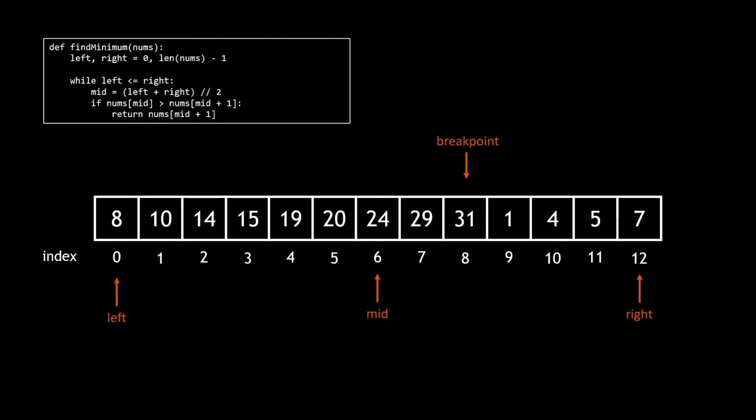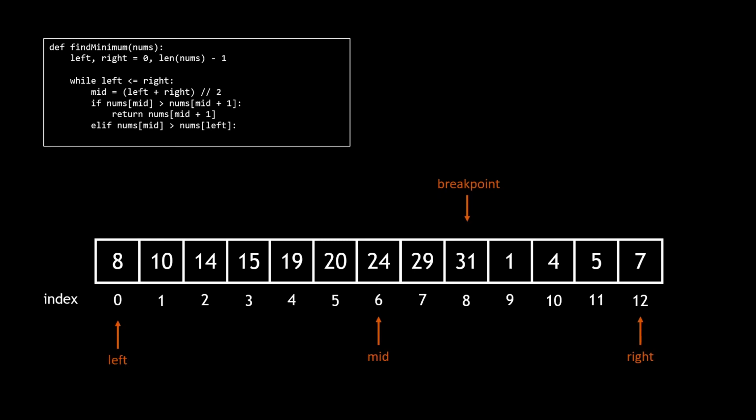The other two cases are either the breakpoint is to the right of mid, or to the left of mid. Remember that for any case, there's only one breakpoint in the list, which means that there's only one point where the array is not sorted, so to speak. So if the breakpoint is on the right, then that means the left is sorted. This means in terms of our code, we can detect the case where the breakpoint is on the right by checking if the mid is larger than the left.